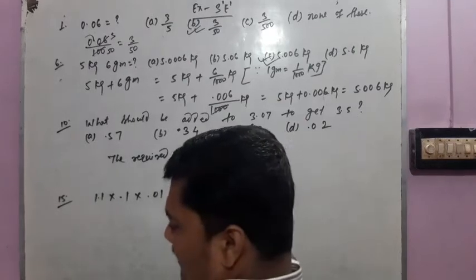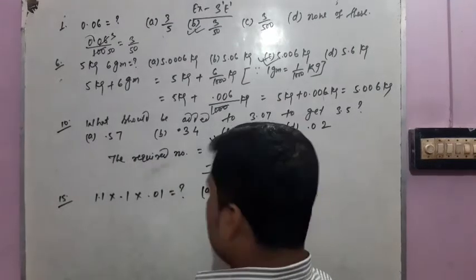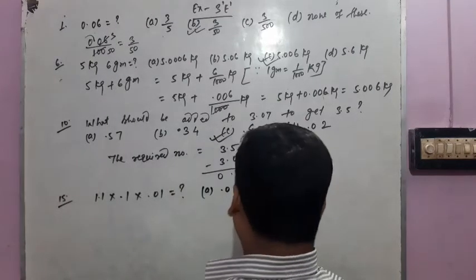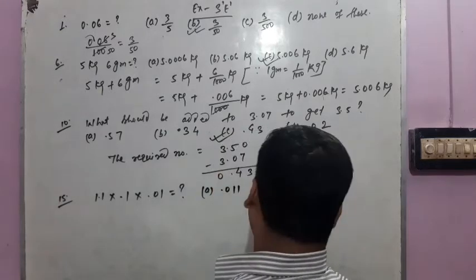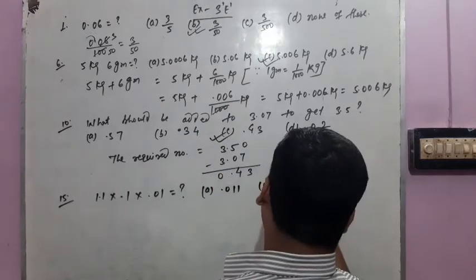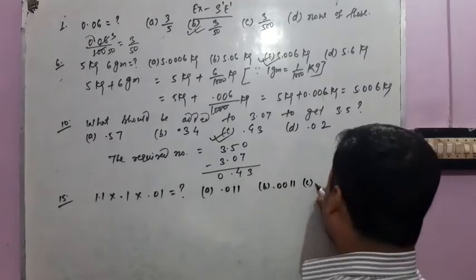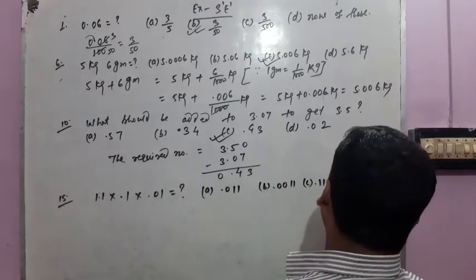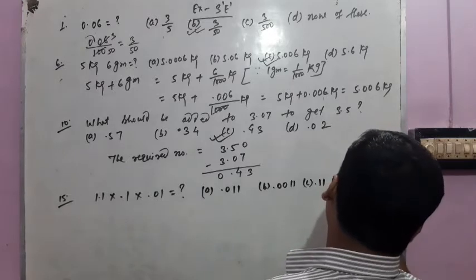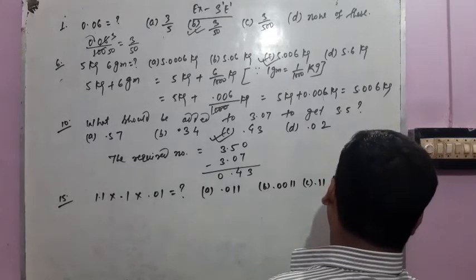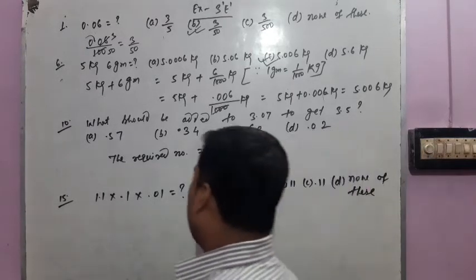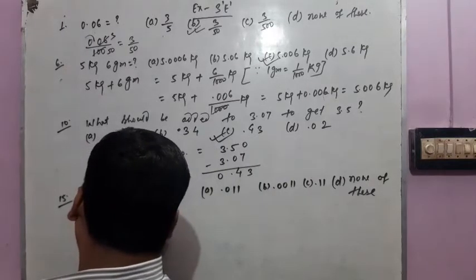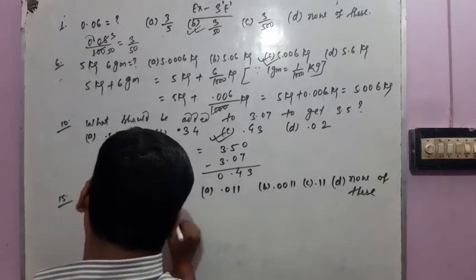The first option is 0.011. Option B is 0.0011. Option C is 0.11, and option D is none of these. What do we have to multiply here, students? 1.1 into 0.1 into 0.01.